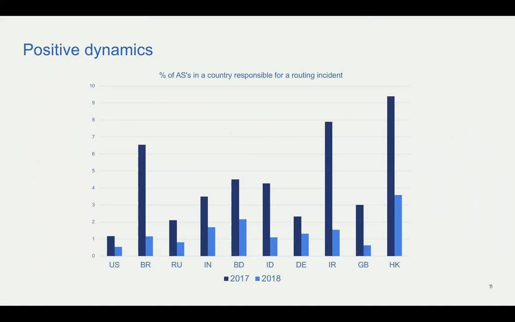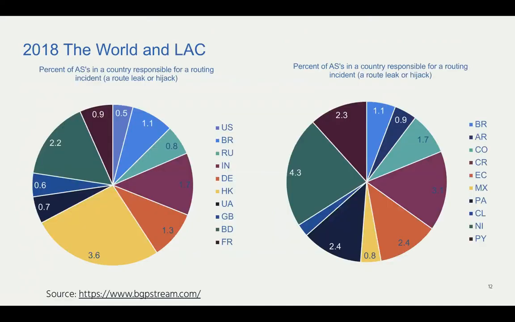Again, I think we observe a positive dynamic here. Significant drop in percentage of networks that either by malice or by misconfiguration caused routing incident. You can see in blue what happened in 2018, and the significantly smaller number than what we saw in 2017. Now I put some statistics for Latin American region and on your left, you can see the global distribution. And on your right, you can see a distribution for countries in Latin American region.